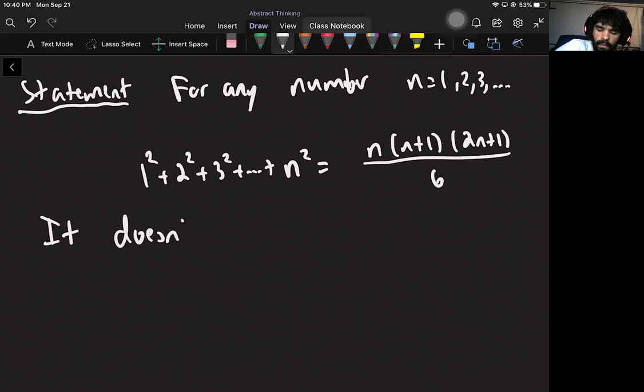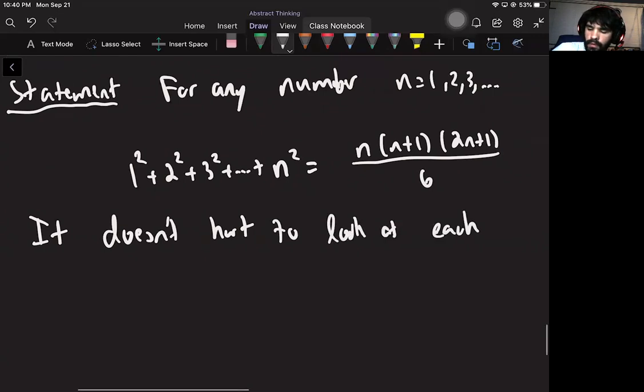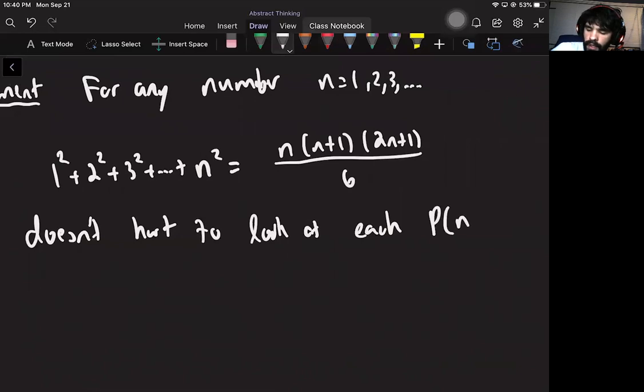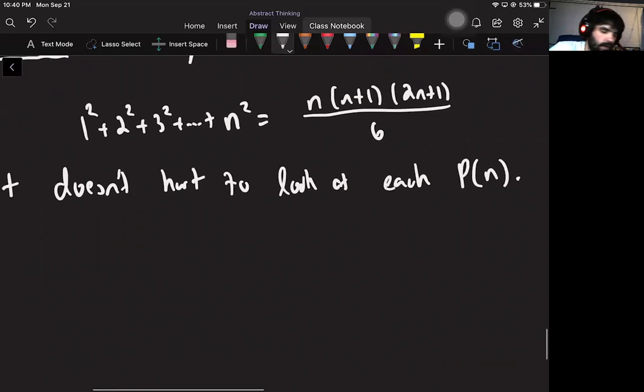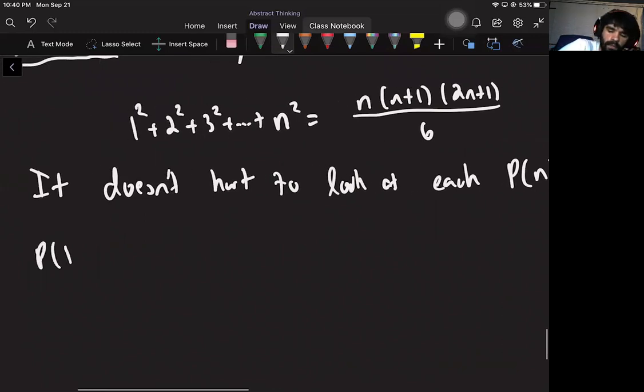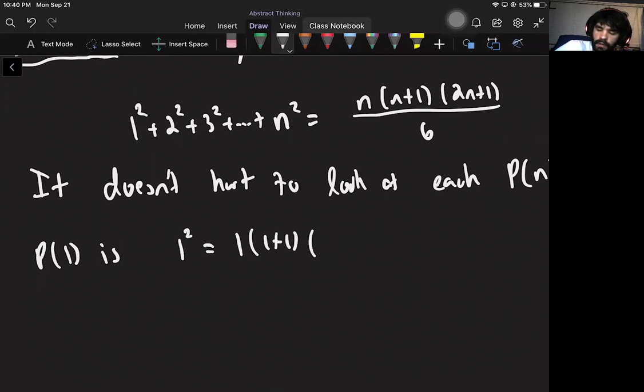So it doesn't hurt to look at each P of n. So what I mean is plug in 1, see if it's true, plug in 2, see if it's true, see what happens. So what's the claim? P of 1 is saying that if I do 1 squared, that should equal 1 times 1 plus 1 times 2 times 1 plus 1 over 6. That's what the claim is.